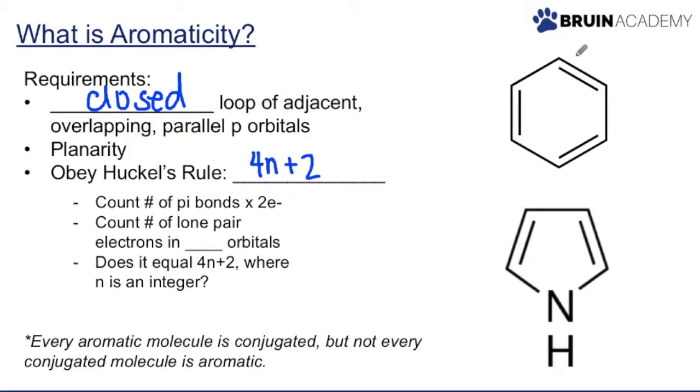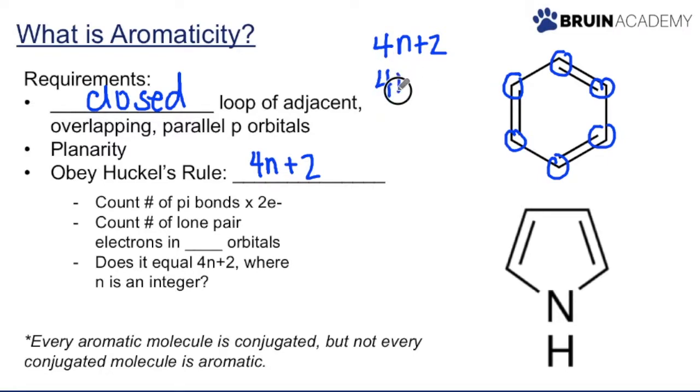Let's take a look at benzene over here. We know that it's aromatic because it has a closed loop of p orbitals. Your p orbitals over here are making these pi bonds, so there's this closed loop, as you can see. It's very planar, a flat molecule. Then for Huckel's rule, we want to see, first of all, how many pi electrons it has, so how many electrons are hanging out in the p orbitals. We have 2, 4, 6 pi electrons here in benzene.